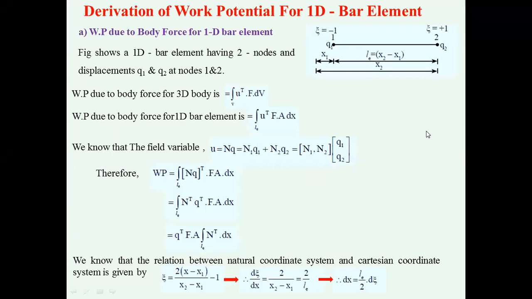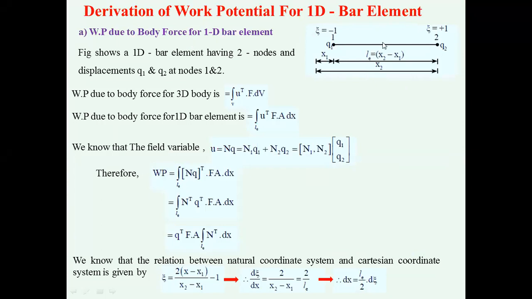Dear students, let us start with derivation of work potential for 1D bar element. The work potential arises because of three forces. One is body force, the second one is traction force, and third one is point load or concentrated load. Now let us start with the work potential due to body force.